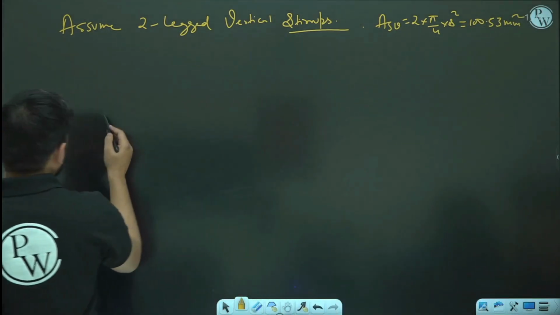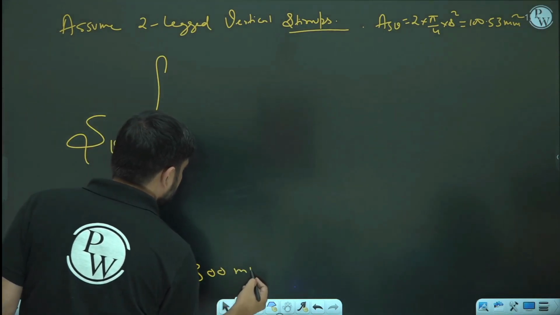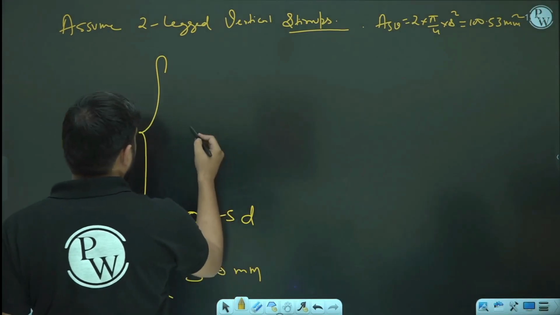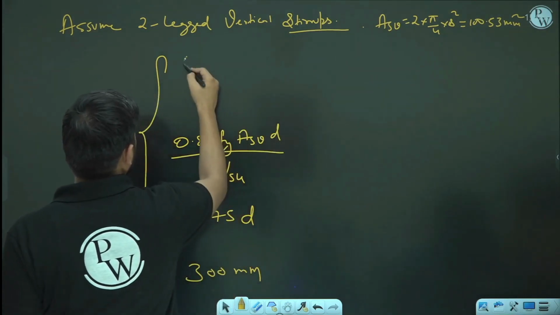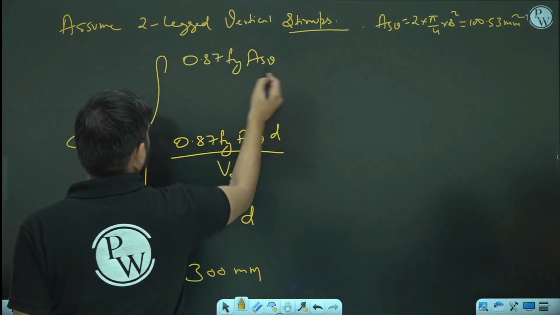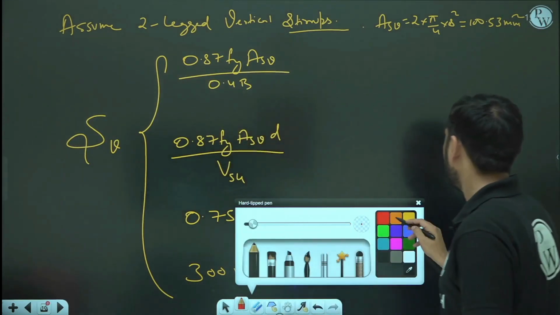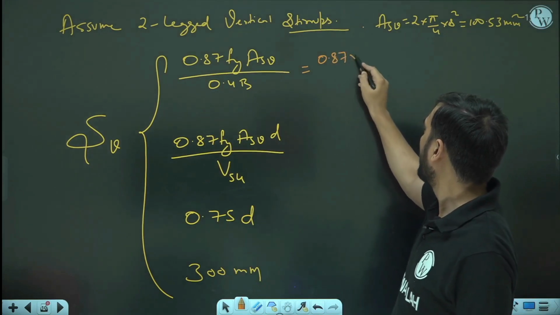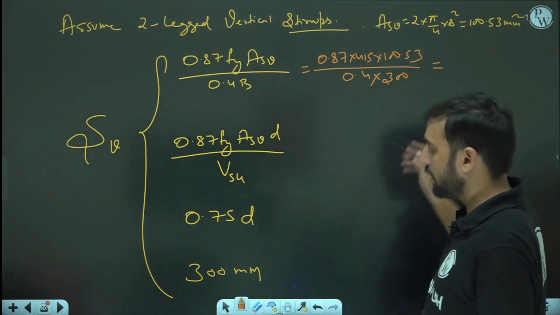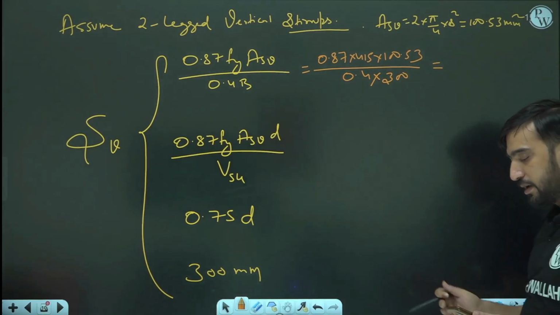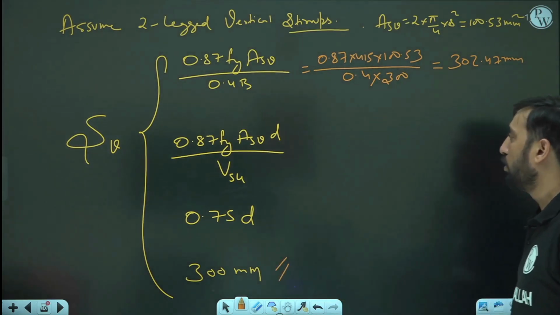If I am calculating spacing now, spacing is the minimum of these four: 300 mm, 0.75D, 0.87 Fy ASV D over VSU, and 0.87 Fy ASV upon 0.4 B. On substituting these values, what about this one? It is 0.87 Fy ASV, 100.53, upon 0.4 of B, which is 300 mm. It is coming out to be 302.47. So this cannot be the answer because it is already 300 mm here, and spacing has to be the least of these four.